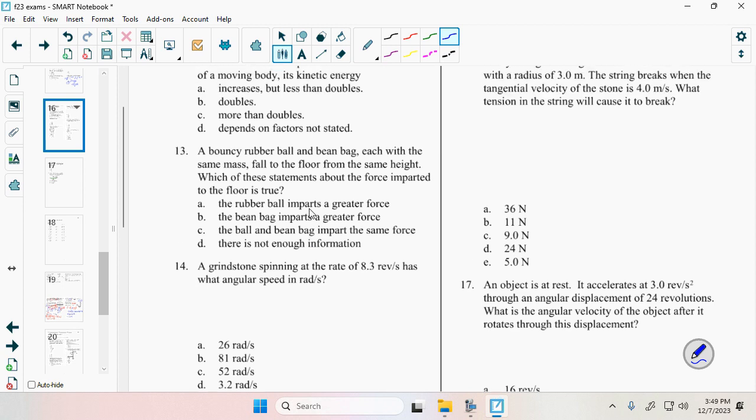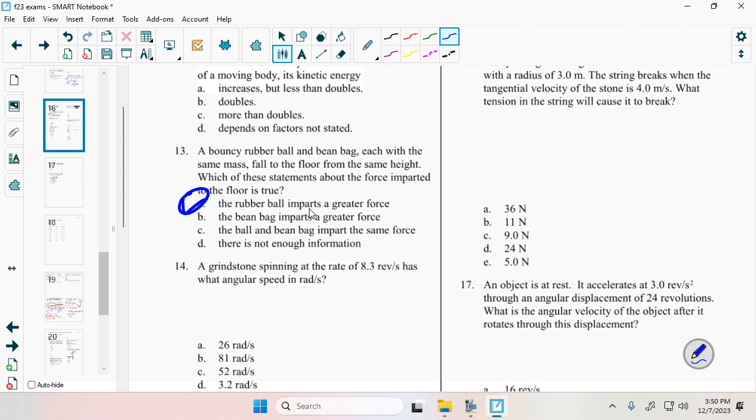Okay. Bouncy rubber ball and a beanbag. These two things, remember we talked about the towel, you hit somebody with a towel, that it bounces off, that the bouncing off part is pretty important in the force that's imparted, because that means that you have a V final. And when you have a V final, it causes the change in momentum to be bigger. So the answer here is that the rubber ball will impart the greater force.